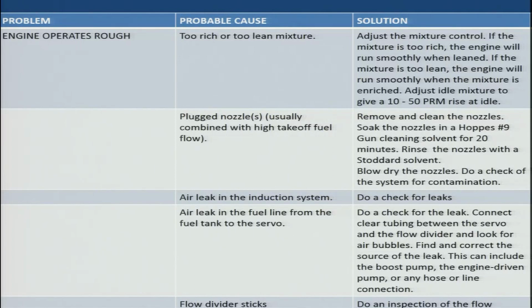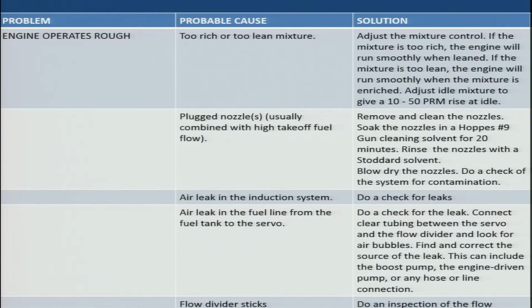Air leak in the fuel line, with the fuel from the fuel tank to the servo. So, there is an air leak in the fuel line also. The flow divider sticks, the flow divider is sticking. So, several reasons you have seen for rough engine operation: too rich or too lean mixture, plugged nozzles, leak in the induction system, air leak in the fuel lines and flow divider sticking. So, let us see one by one.